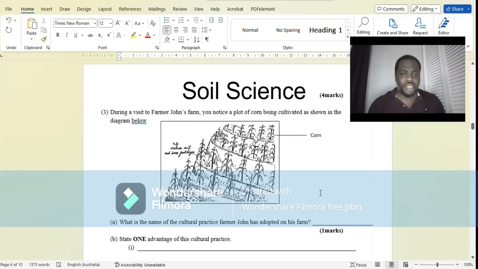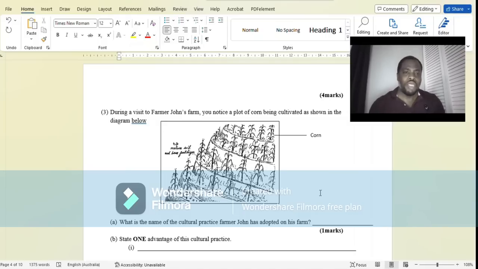So we want to talk a little bit. This question deals with a little bit about crops, soil science. We are saying during a visit to a farm, Farmer John's farm, you notice a plot of corn being cultivated as shown in the diagram below. So we're seeing the corn. They're asking, what is the name of the cultural practice Farmer John has adopted on his farm? And if you notice, the plants are planted across the slope. Now, this is considered to be contour farming.